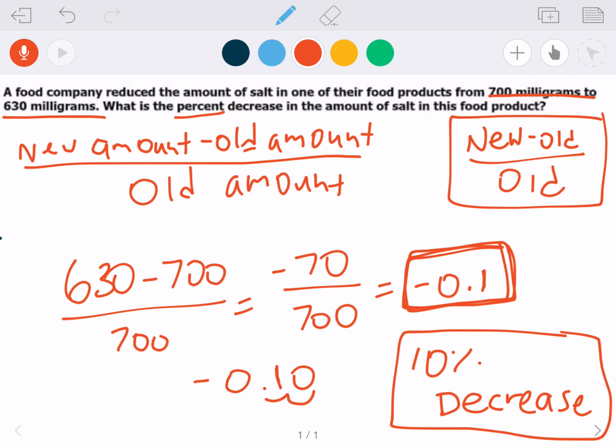So new minus old over old, that is our little formula we use to solve this problem. And then you have to just make sure to plug in the right numbers for the right new and the right old. If your decimal you get is negative, we know it's a decrease. If we were to solve this and get a decimal that was a positive number, then we would know that it would be an increase.